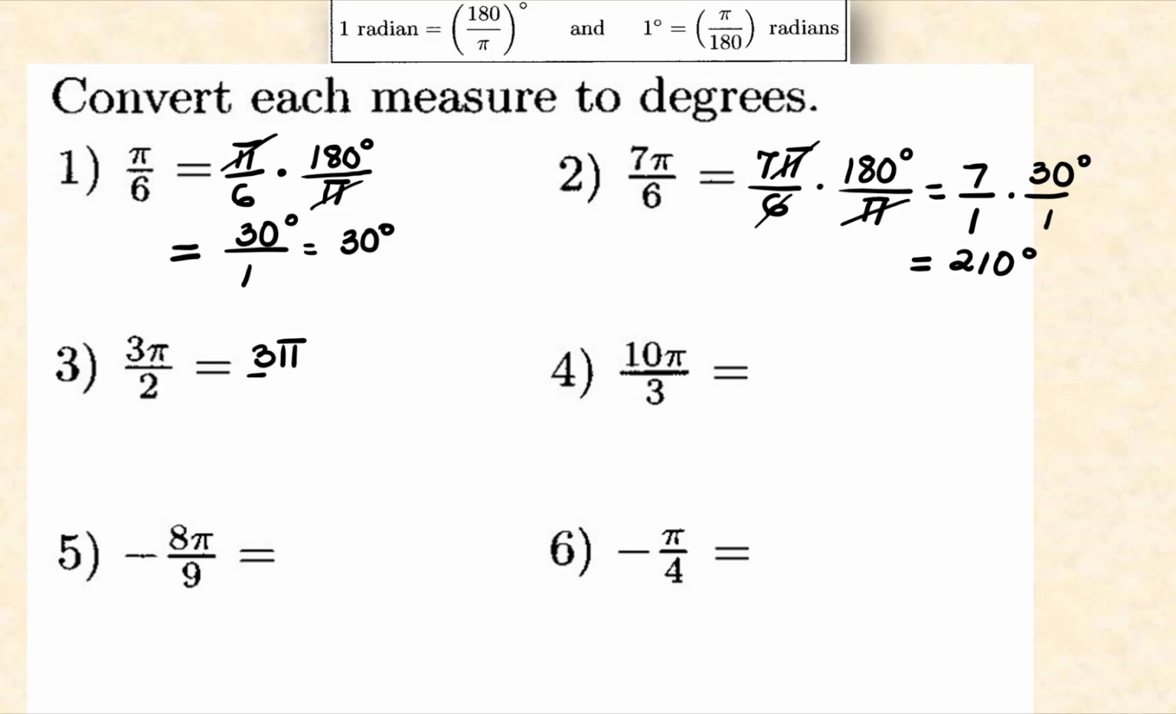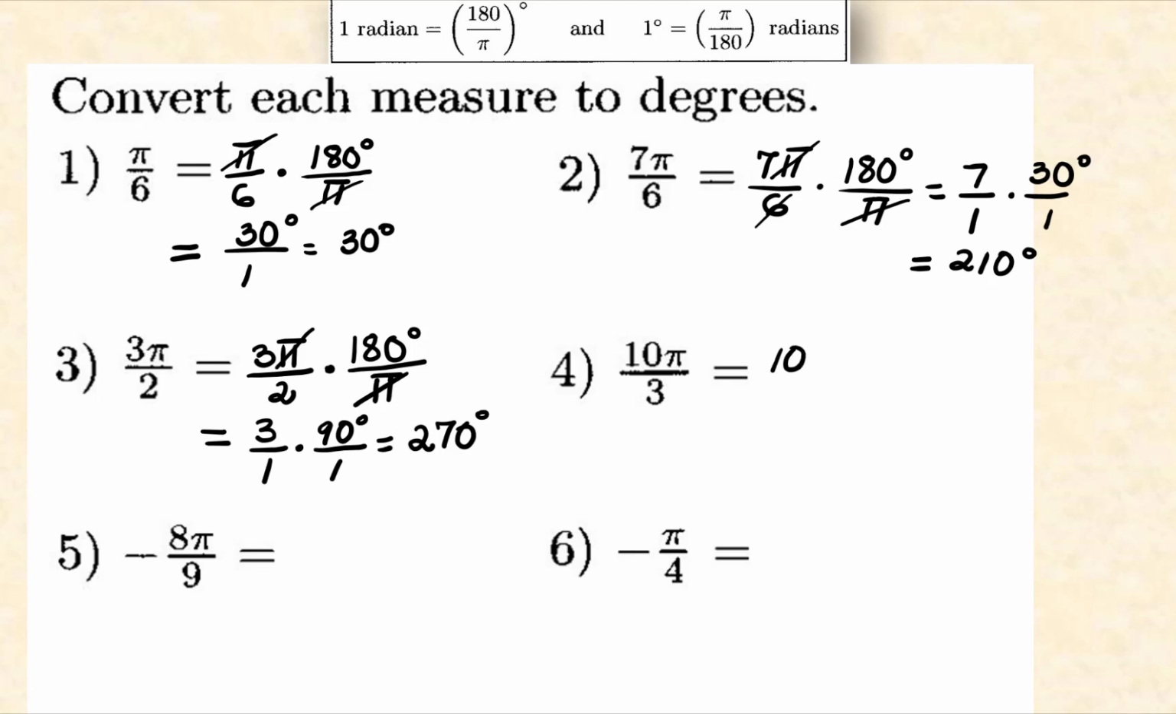3 pi over 2 multiplied by 180 over pi. After canceling pi, 180 divided by 2 will be 90 degrees. So it's 3 over 1 times 90 over 1. 3 times 9 is 27, so 3 times 90 is 270 degrees.